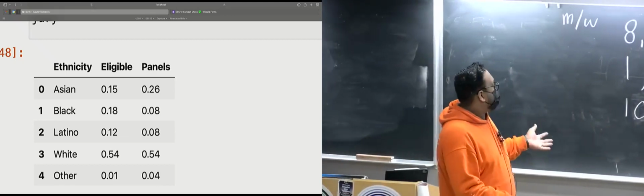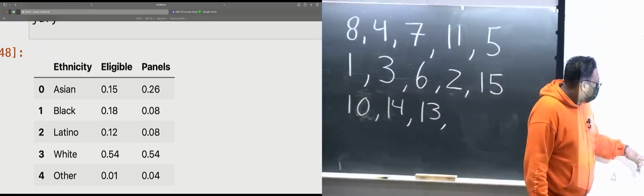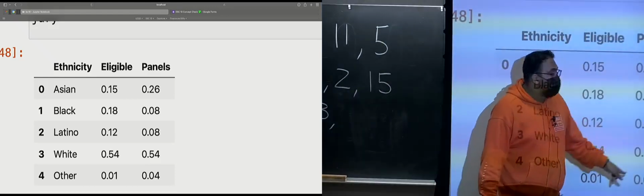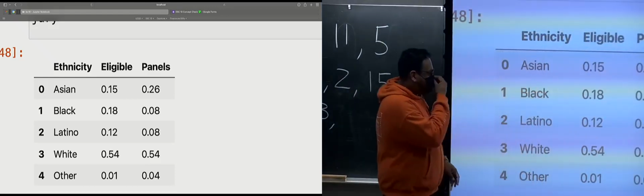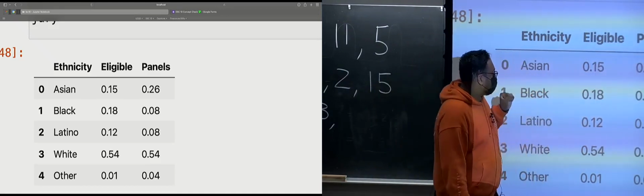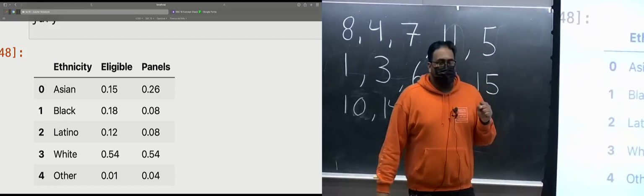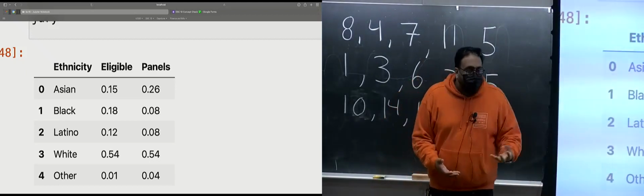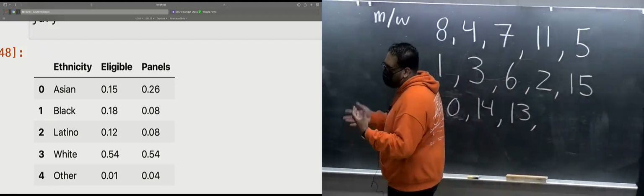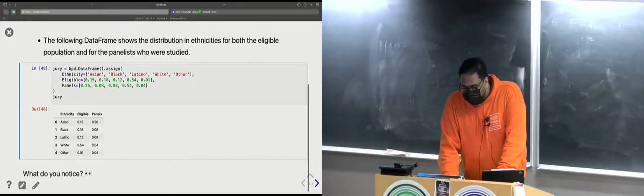Yeah, they're different, right? They're not different in all categories. For instance, the white proportion is the same in both distributions, but some are quite different. For instance, the Asian proportions are quite different in the two distributions, as are the black and the other Latino. So the jury panelists are supposed to be drawn at random from the eligible population, but here are the distributions we ended up with.